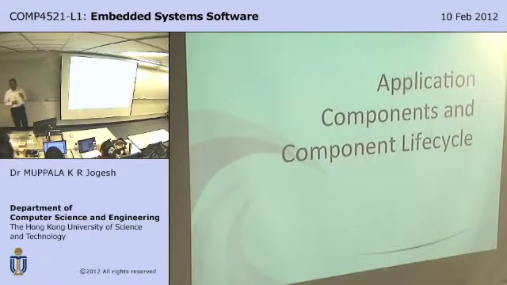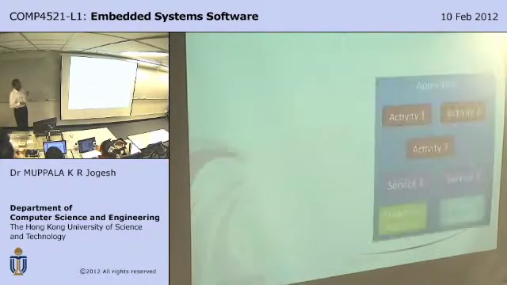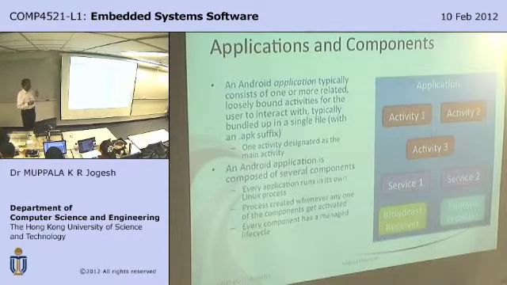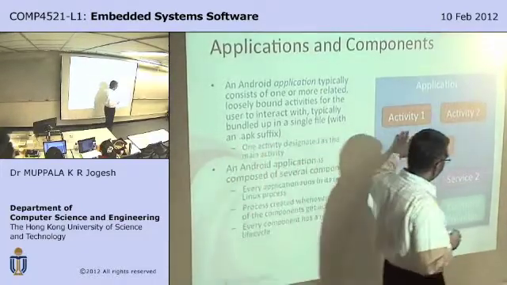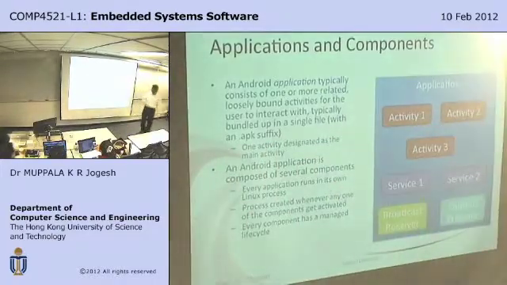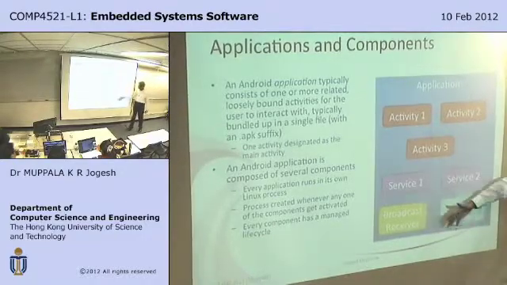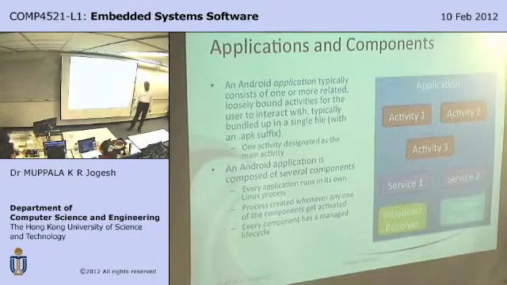So components, when you create them, every component has what is called a life cycle. Now let's look at an application, and let's look at all the components that are part of an application. As you see in this particular case, this application is composed of 3 activities, 2 different kinds of services, probably a broadcast receiver and a content provider. This is a generic application.